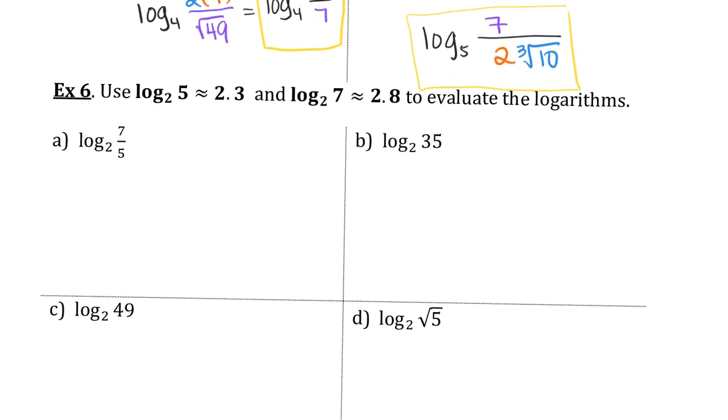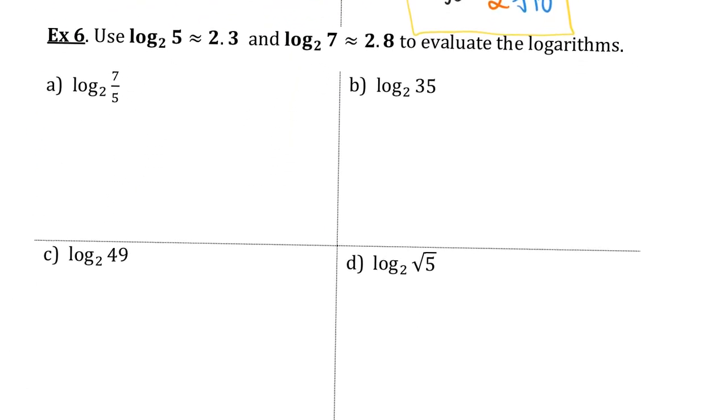Okay, one last type of problem. For example 6, it says use log base 2 of 5 is about 2.3 and log base 2 of 7 is about 2.8 to evaluate the logarithms, and they want you to use log properties. Sometimes this happens to be a known base. Sometimes they give you a letter here. So you can't do it without using the properties.